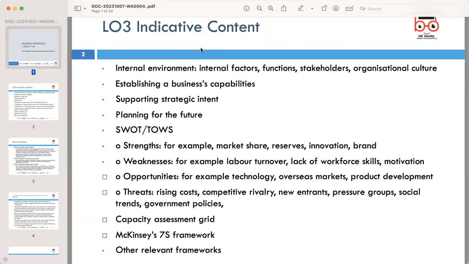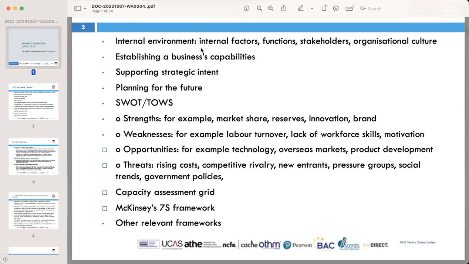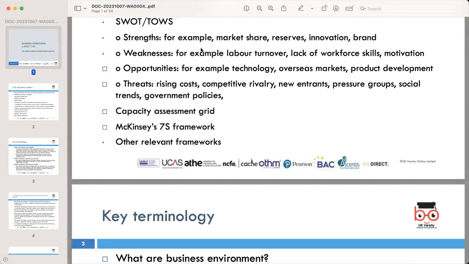Then opportunities, for example, technology, overseas markets, product development. Threats: rising costs, competitive rivalry, new entrants, pressure groups, social trends, government politics, capacity assessment grid, McKinsey 7S framework, and other relevant frameworks.